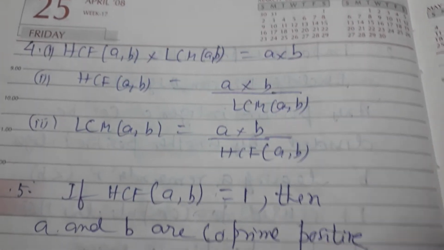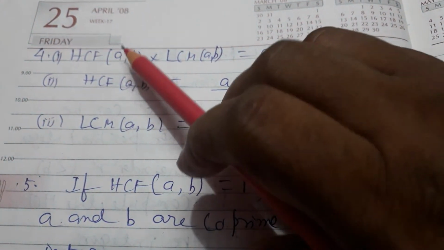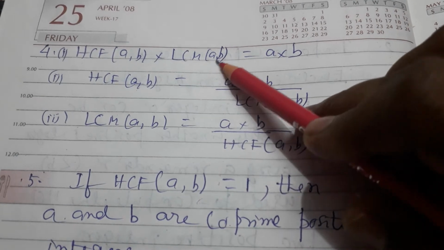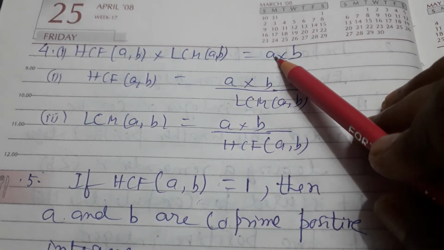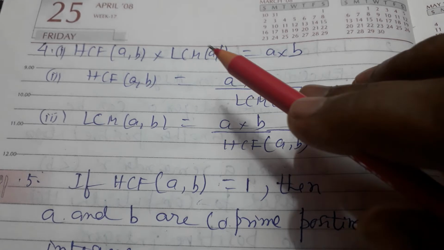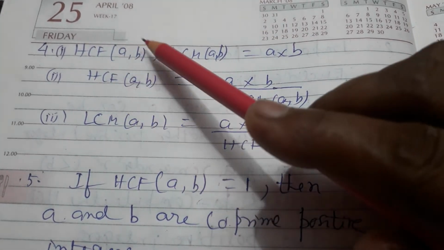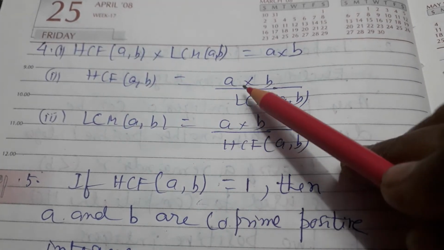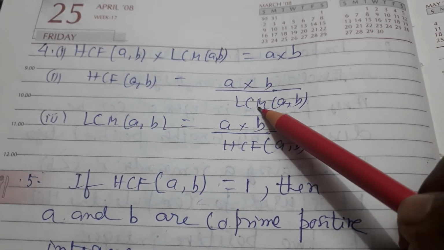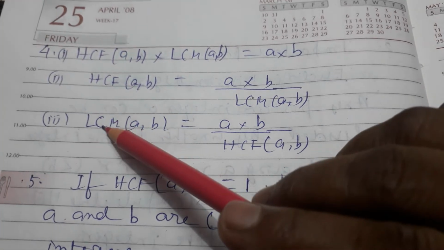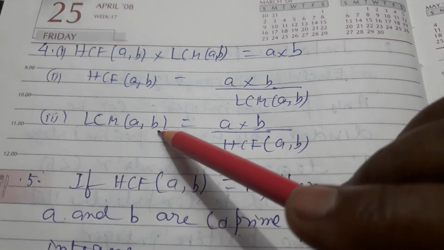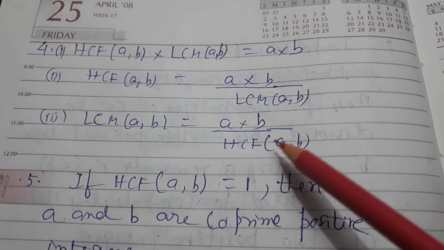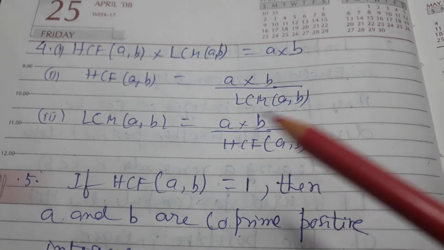And now number 4, HCF of the two numbers a and b into LCM of the two numbers a and b equals the product of the numbers a into b. Okay, this is a formula. From this formula you can derive that HCF of a and b equals a into b by LCM of the numbers. And same thing, LCM of the two numbers a and b equals a into b by HCF of a and b.